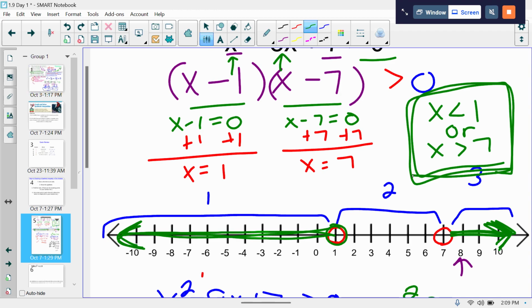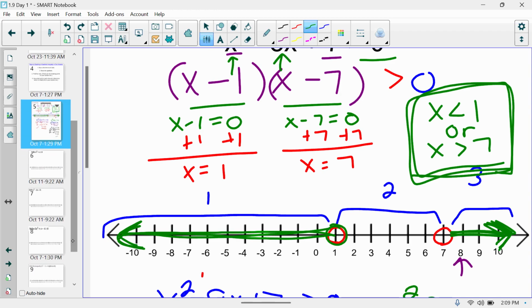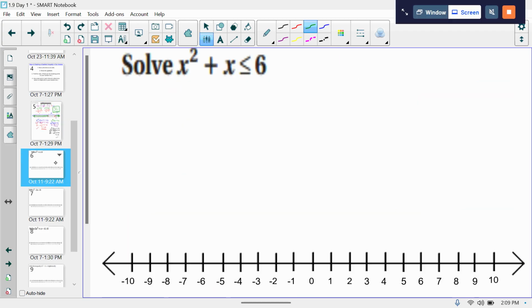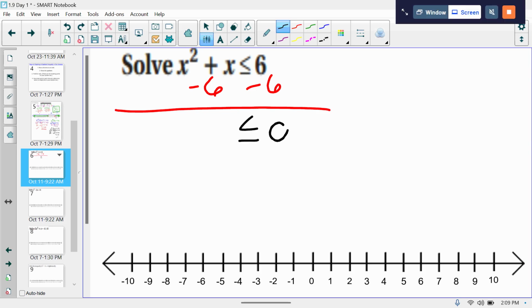Okay, I know that probably feels like a lot for the first time, but do you have any questions so far? We'll do another one so you get the hang of it like we always do, okay? Step 1, you've got to have 0 on one side, just like when we've solved anything else in this chapter. So carry down your inequality sign. 6 minus 6 is 0. We're just going to write x squared plus x minus 6.